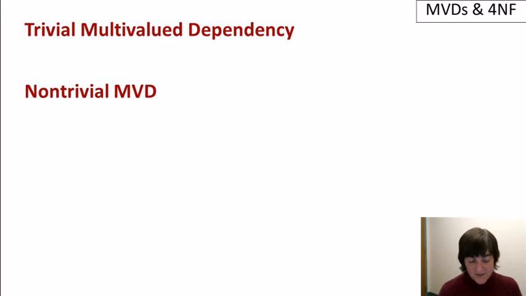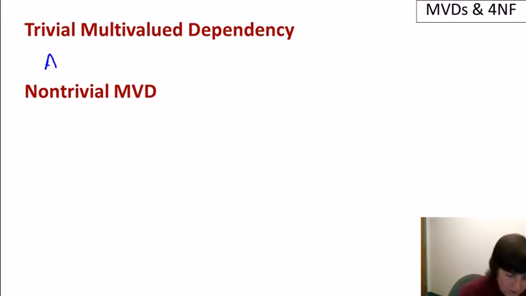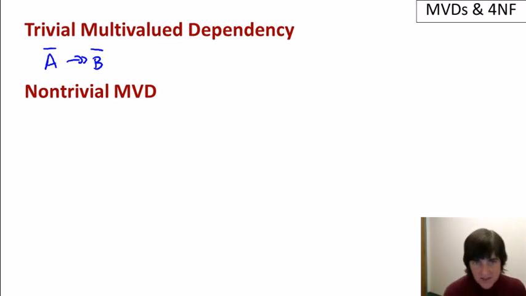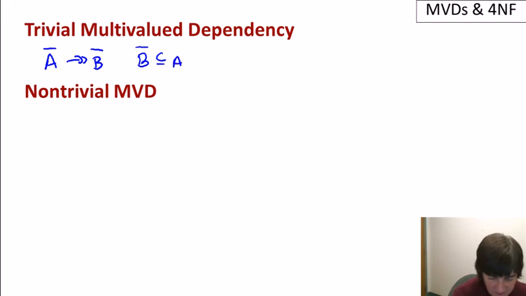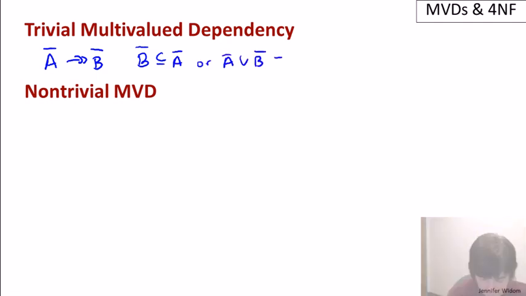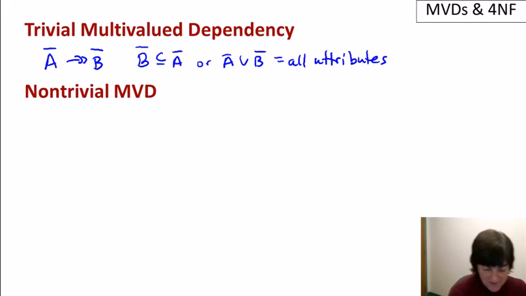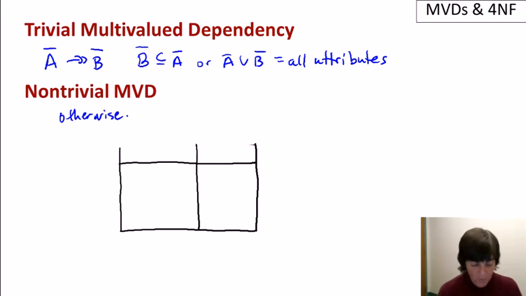Like with functional dependencies, we have a notion of trivial dependencies, those that always hold, and we also have some rules for multi-value dependencies. The definition for a trivial multi-value dependency, A multi-determines B, is in this case that either B is a subset of A or A union B are all attributes. A multi-value dependency is non-trivial if that's not the case. So let's take a look at why these multi-value dependencies are trivial.